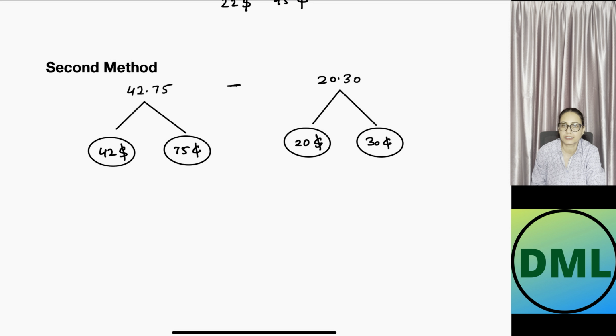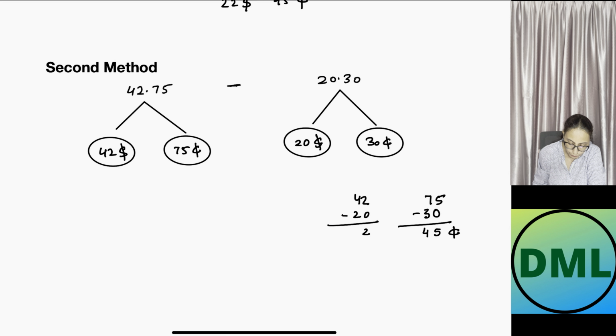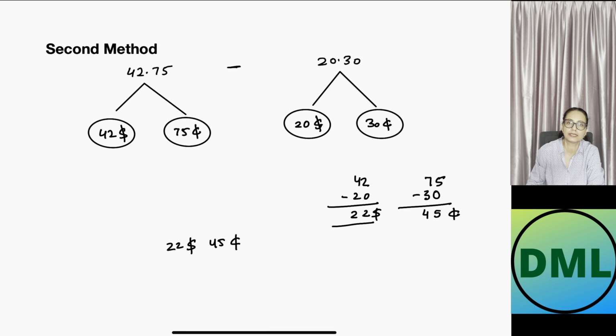I need to first subtract cents here. 75 minus 30. 5 minus 0 is 5. 7 minus 3 is 4. 45 cents are left. Let's subtract the dollars here. From $42, I need to subtract $20. 42 minus 20. 2 minus 0 is 2. 4 minus 2 is 2. $22. Your answer will be $22.45. This is my answer. Let's see the second example.